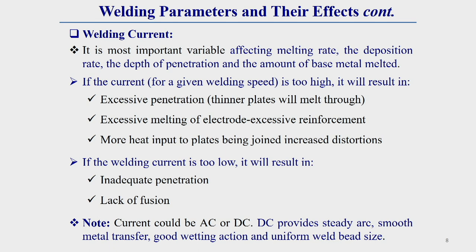So keep in mind that current is the most important variable here, which affects most of the important parts. The main effect is on melting rate. The second effect is on depth of penetration. How the depth of penetration and all these things are affected, I will discuss subsequently. The welding current's main effects are melting rate and depth of penetration.